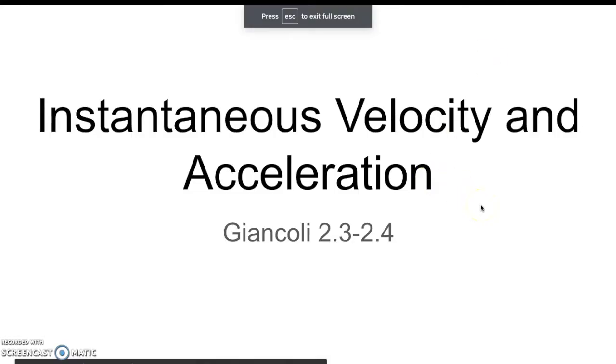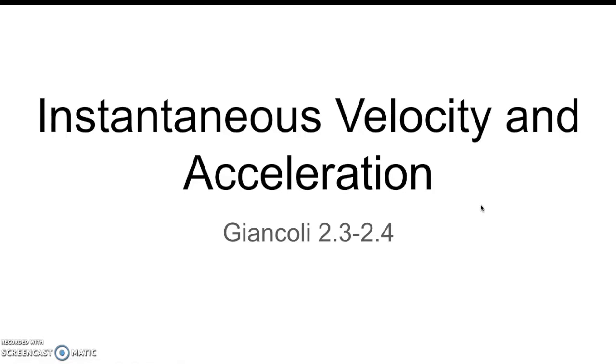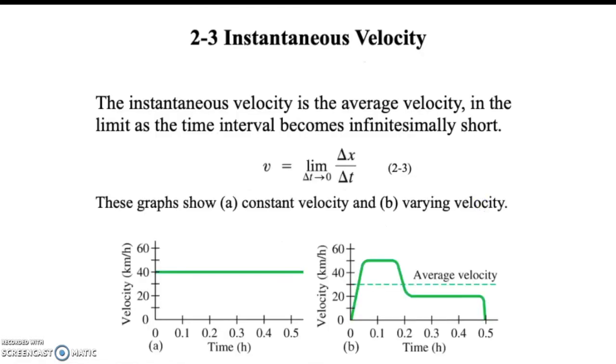Okay, this is instantaneous velocity and acceleration, Giancoli 2.3 to 2.4. Instantaneous velocity is the average velocity in the limit as the time interval becomes really, really small, right? So essentially, that's your velocity at any given time. We have two different graphs here, and in this graph the velocity is constant, which means your instantaneous velocity is going to be the same as your average velocity.